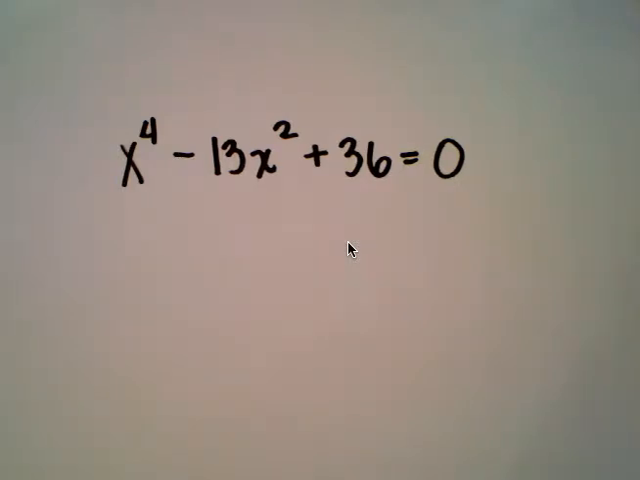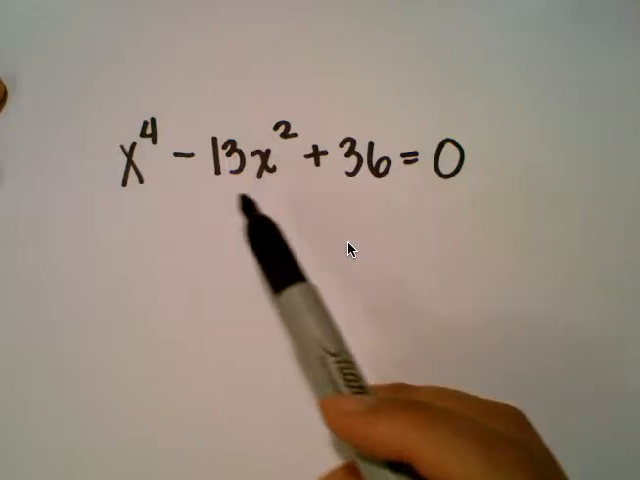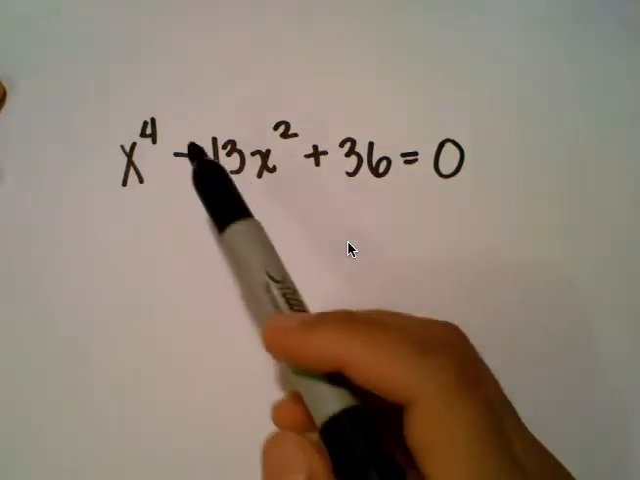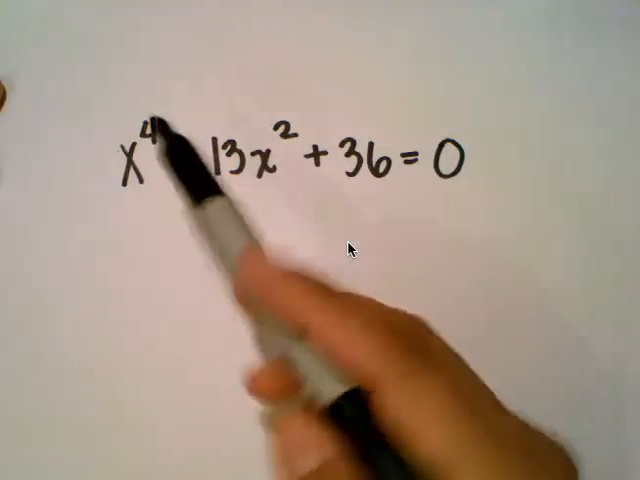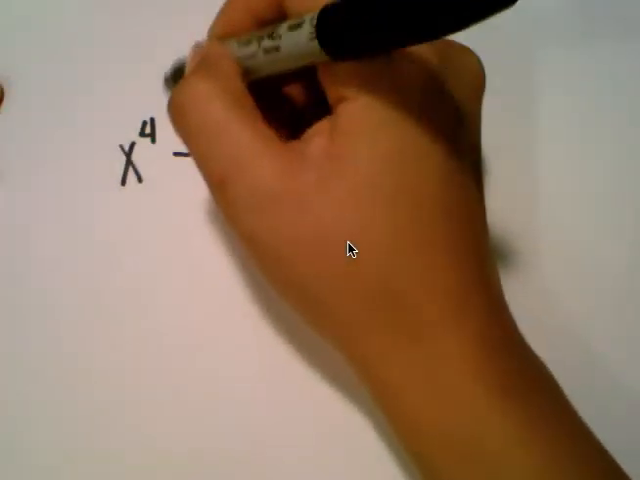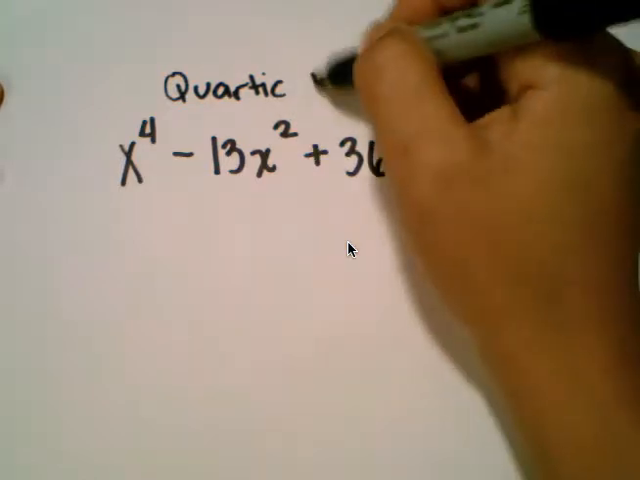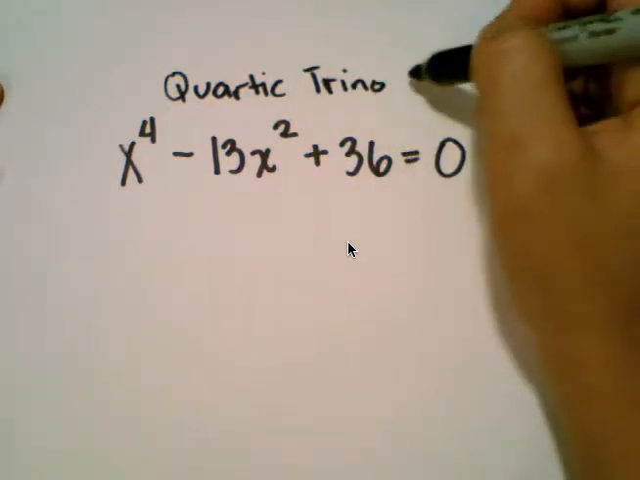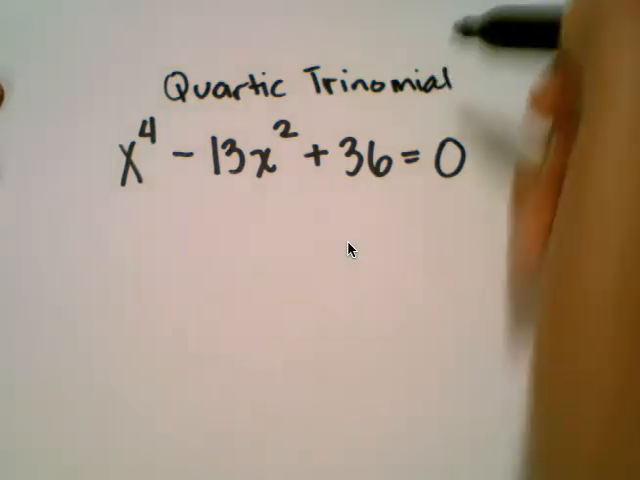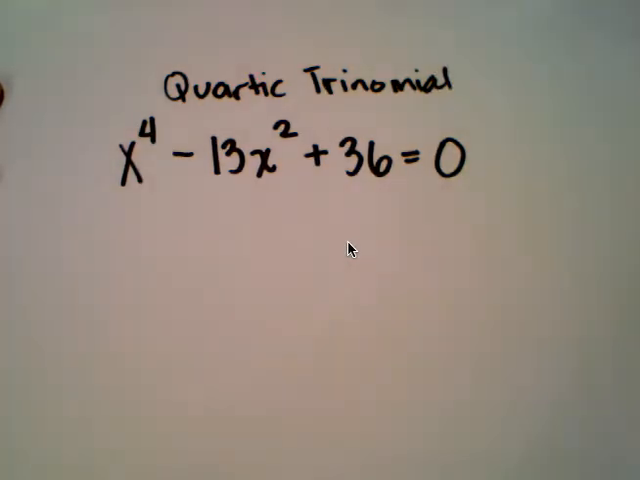A quartic trinomial is a polynomial in three terms, and the highest degree there is 4. So this is called a quartic trinomial. All right, so since you feel okay with factor by grouping, we're going to do this by factor by grouping.